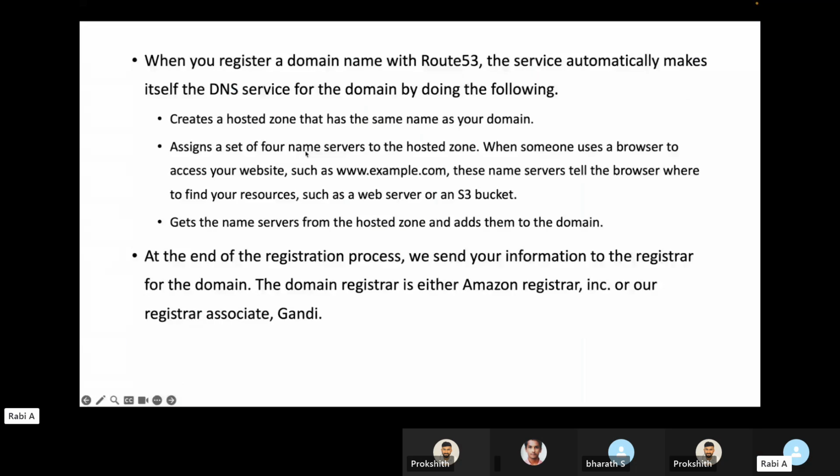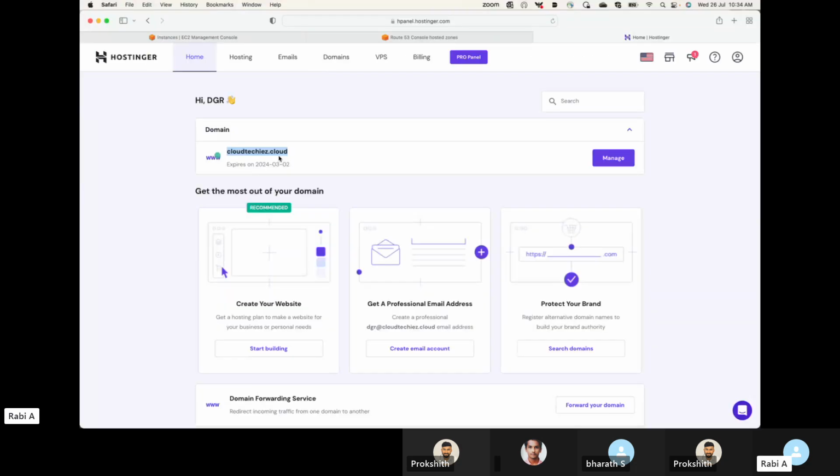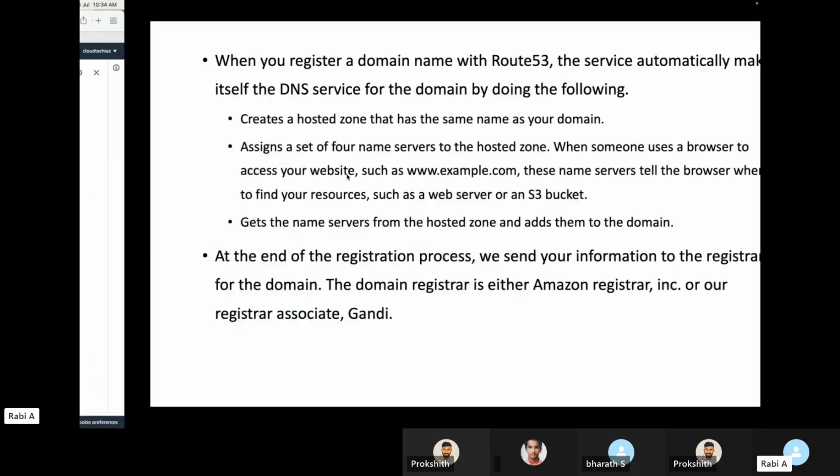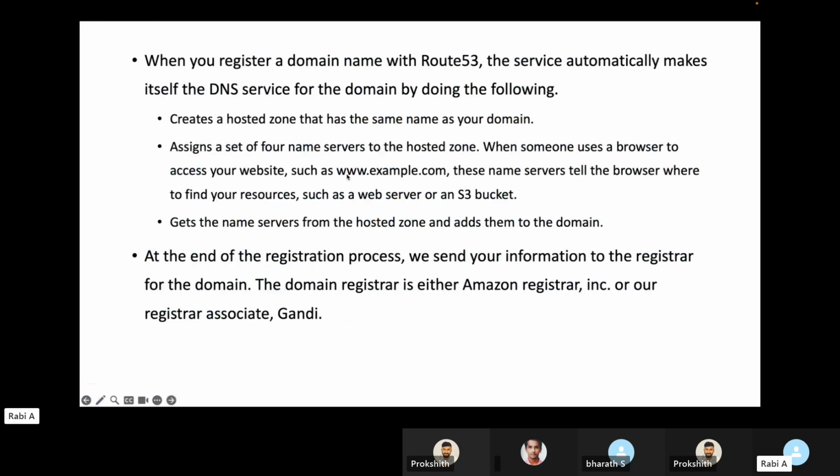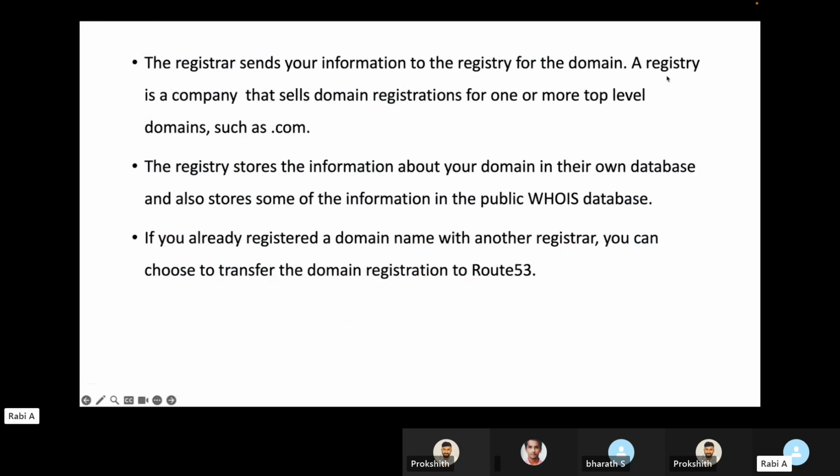Now, at the end of the registration process, Route 53 will send your information to the registrar for the domain. The domain registrar is either Amazon's registrar or the registrar associate Gandhi. Whatever contact information and domain names we have entered will be shared with a global organization, which is the registry. The registrar sends your information to the registry for the domain. A registry is a company that sells domain registrations for one or more top level domains such as .com.